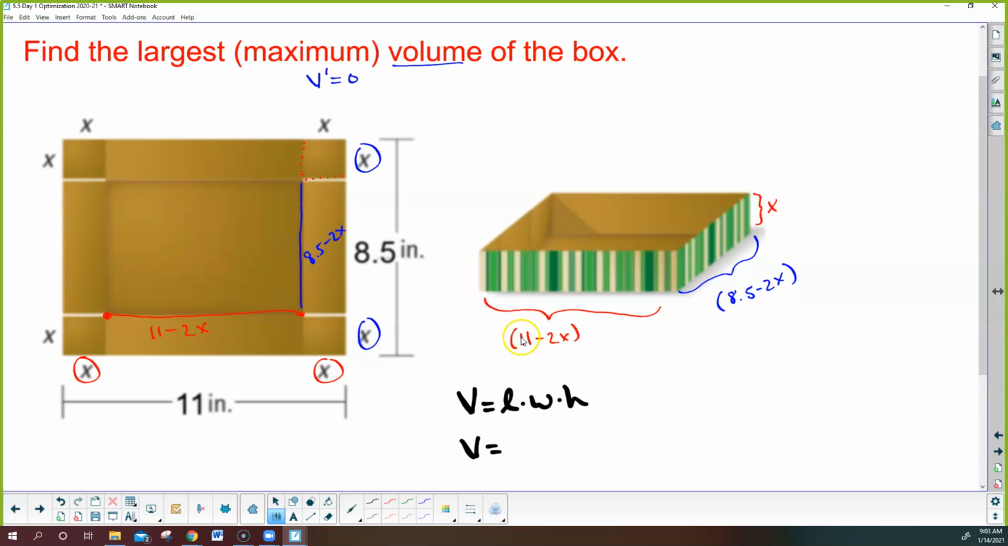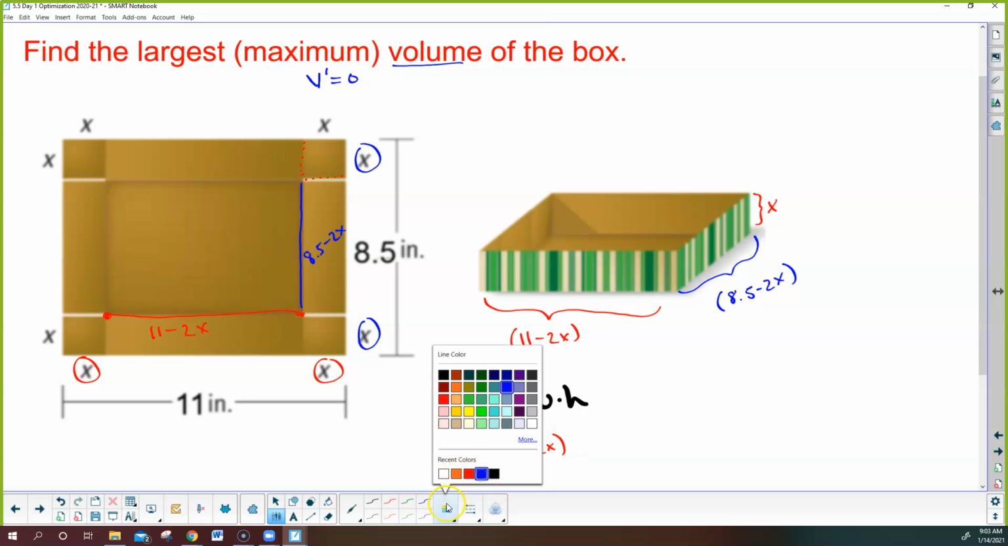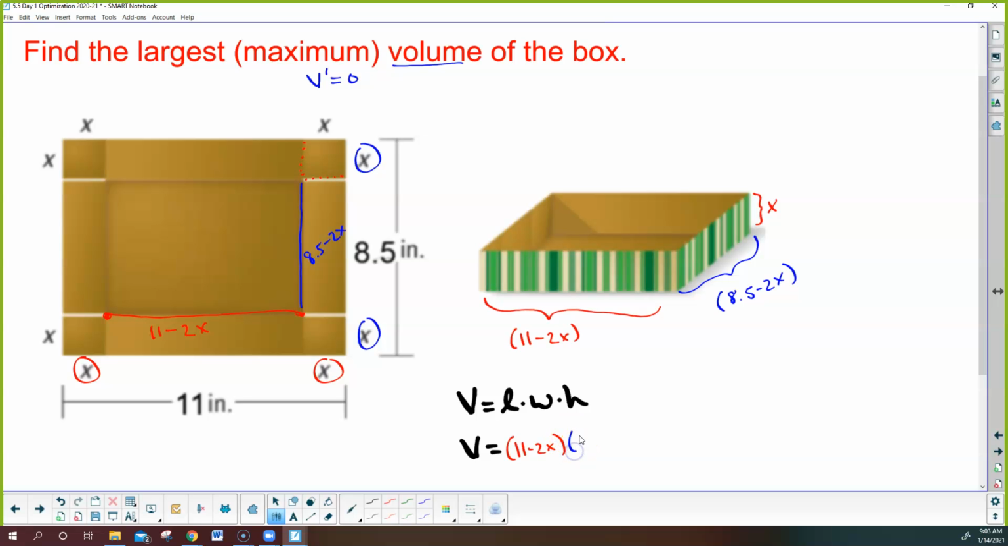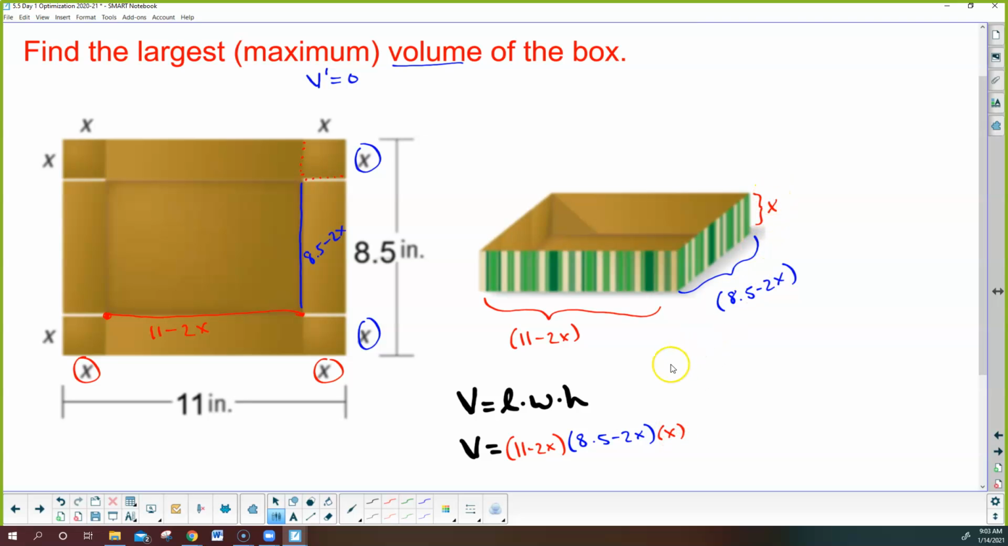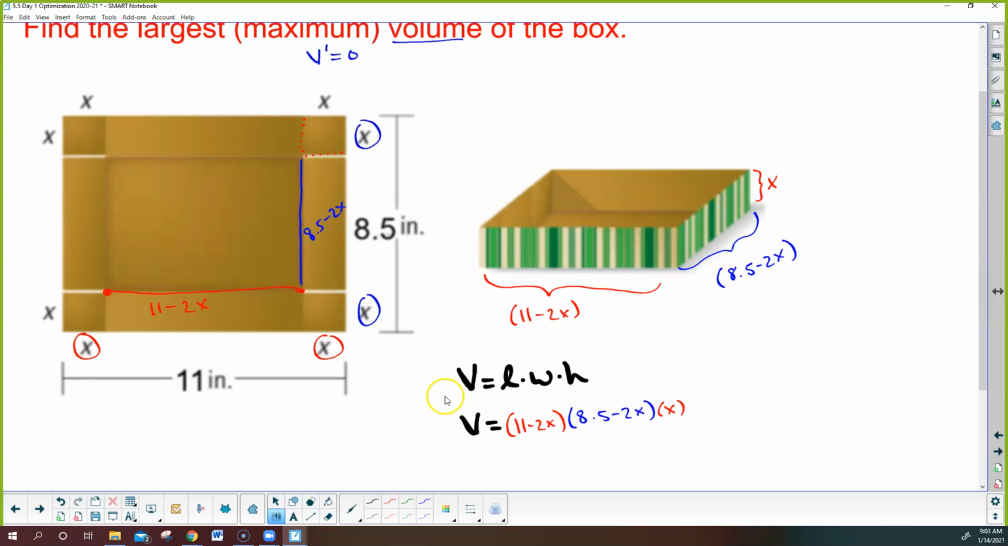So it doesn't matter which one you call length, width, or height, but since length is kind of always referred to as the front side, got my length times my width times the height.